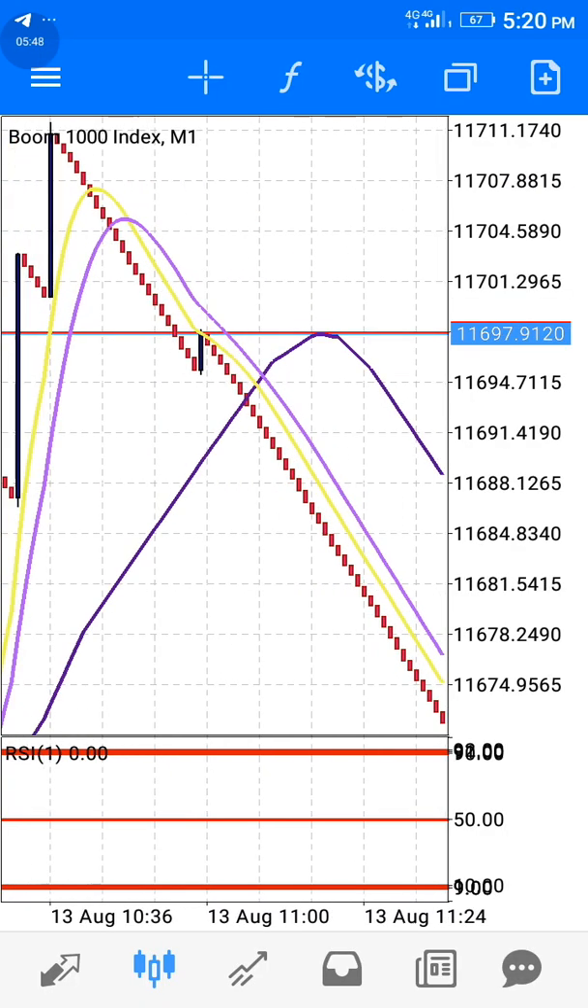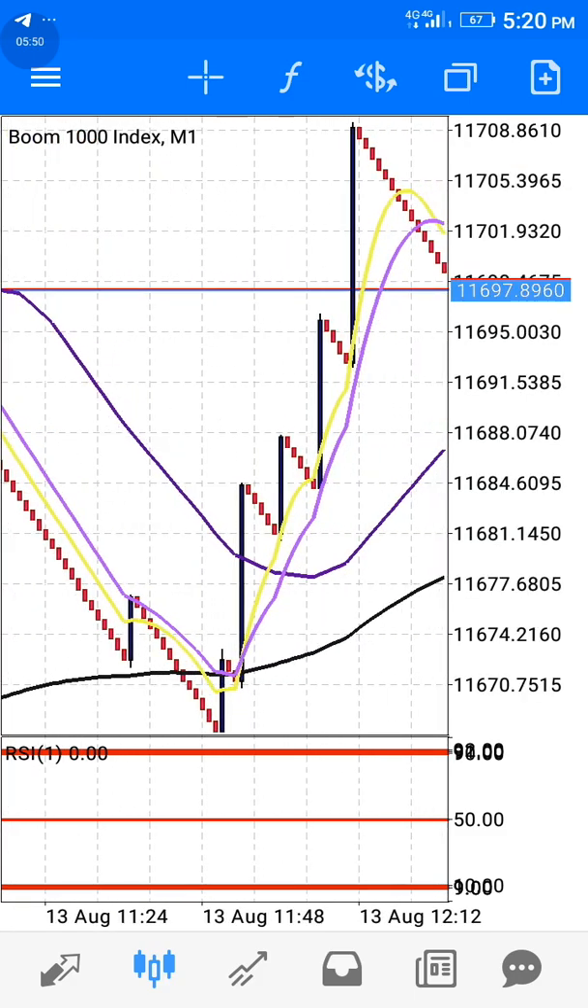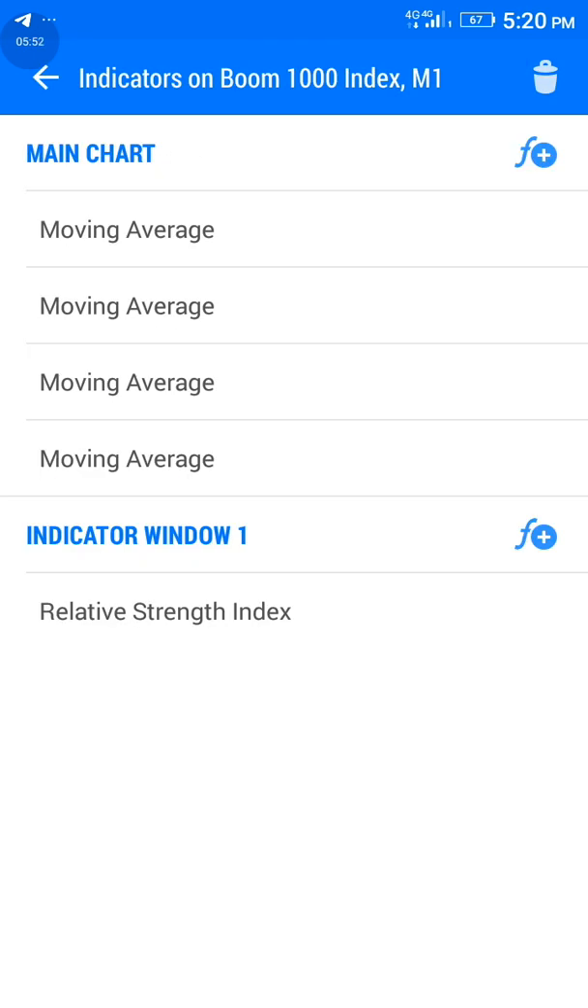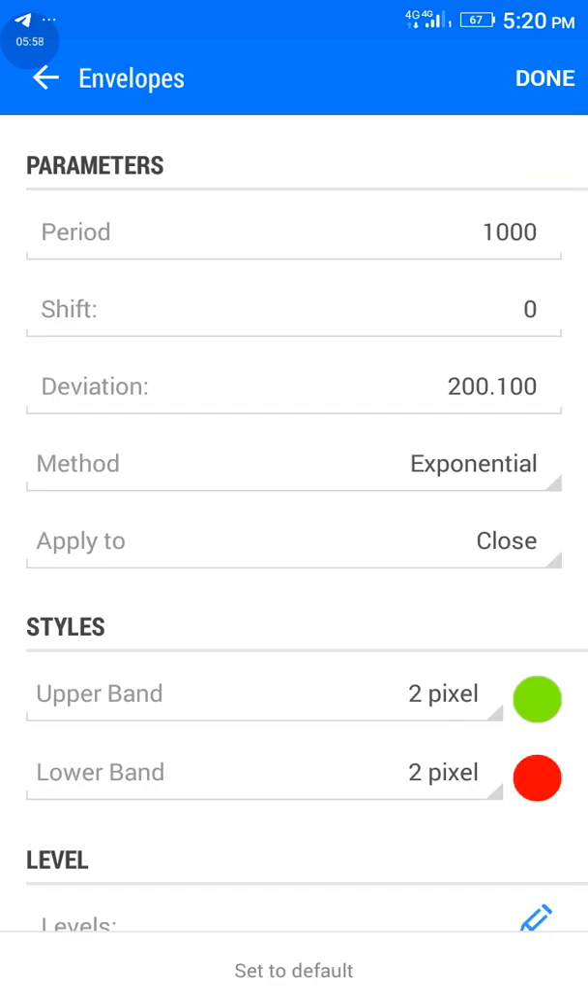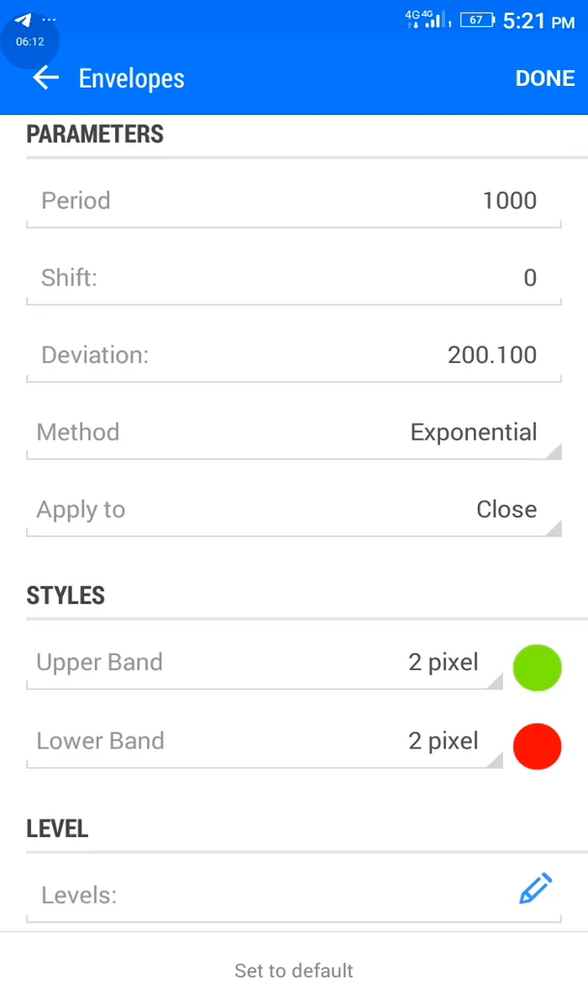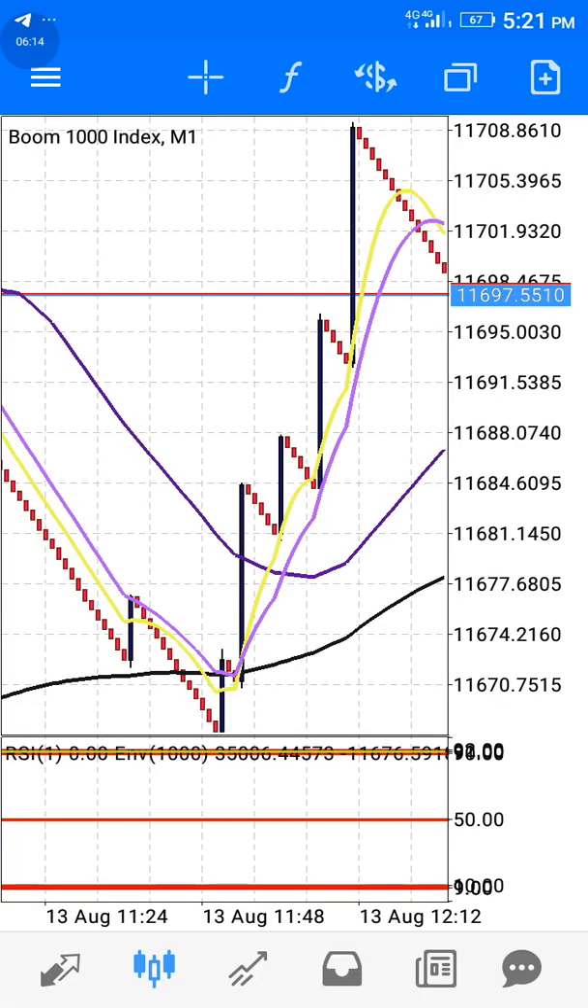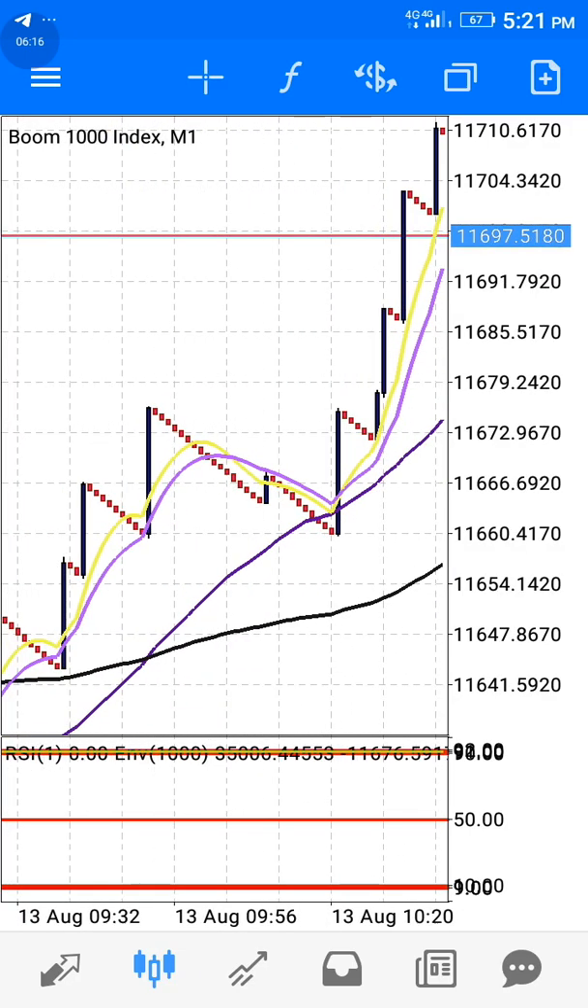Then let's add our envelope back. Click on indicator window 1, the plus here, to add your envelope. We are using period 1000, shift 0, deviation 200. Method should be exponential. Apply to close. The upper band should be green, then the lower band should be red. Leave it like this. Click done. Yes, it's already added.